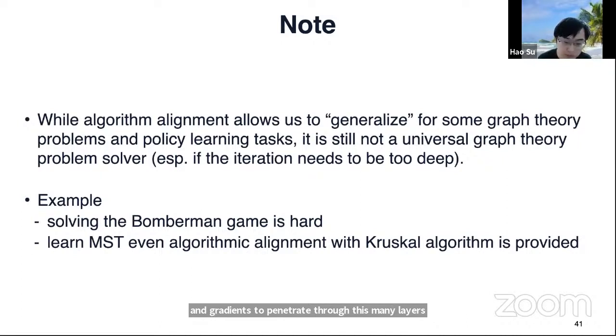To give a concrete example, if we want to solve the Bomberman problem, which includes more sophisticated mechanisms, this becomes a lot harder compared with the Pac-Man example I just showed. Even if we give the algorithm alignment, and we try to solve the minimal spanning tree using a classical algorithm, this is very difficult. On the other hand, if you solve it by the Prim algorithm alignment, then this becomes much easier.